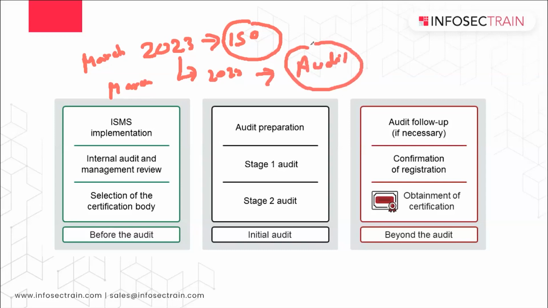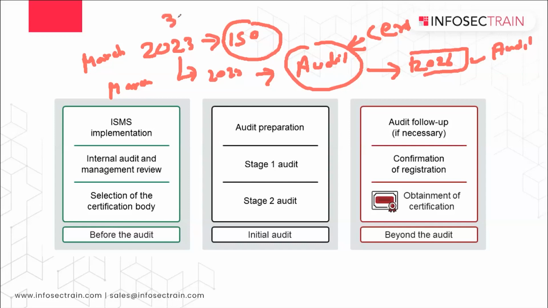This audit will be performed by the certification body. They are going to test the controls. Similarly, the same thing is going to happen. They are going to test the controls. Again in March 2026, they are going to go with this audit again. Now the validity of the certificate will often be 3 years for an organization.